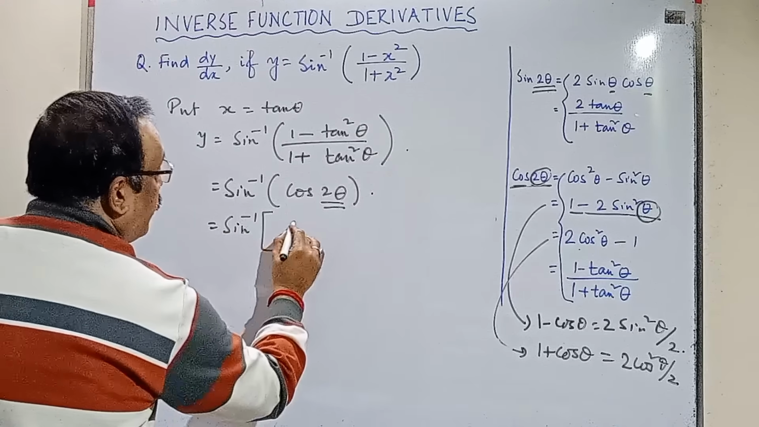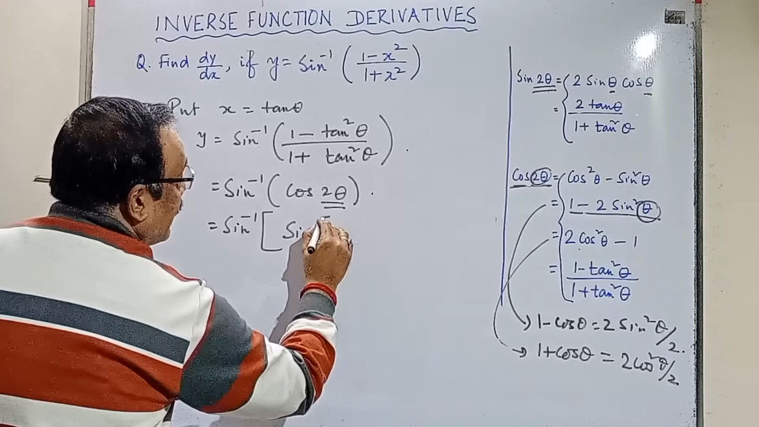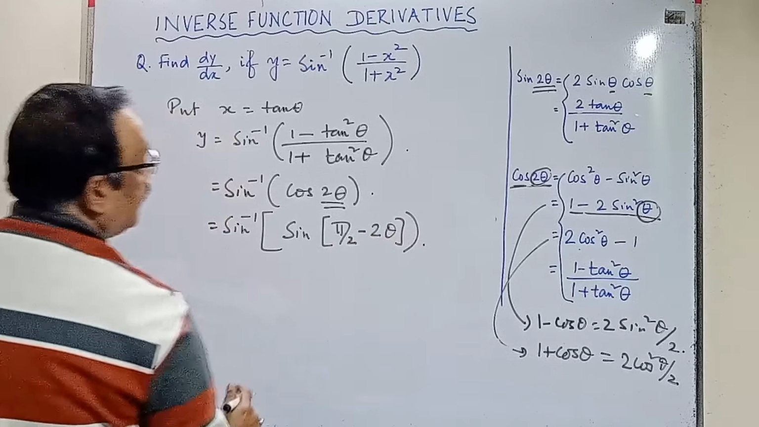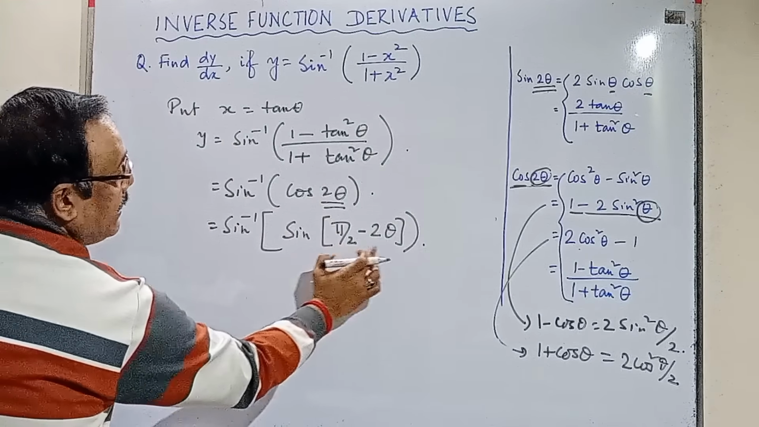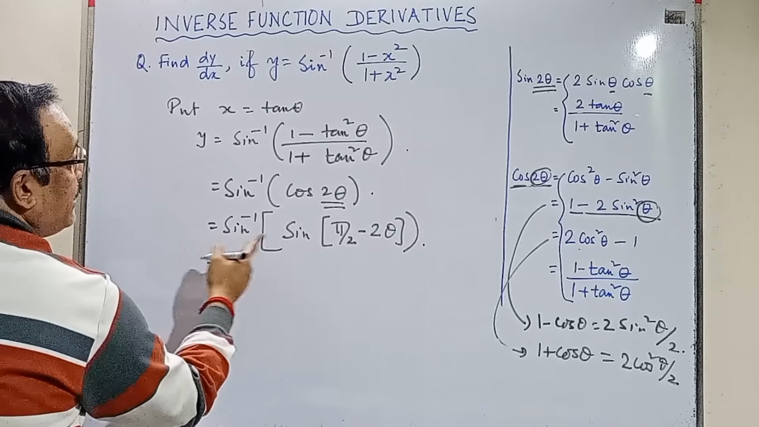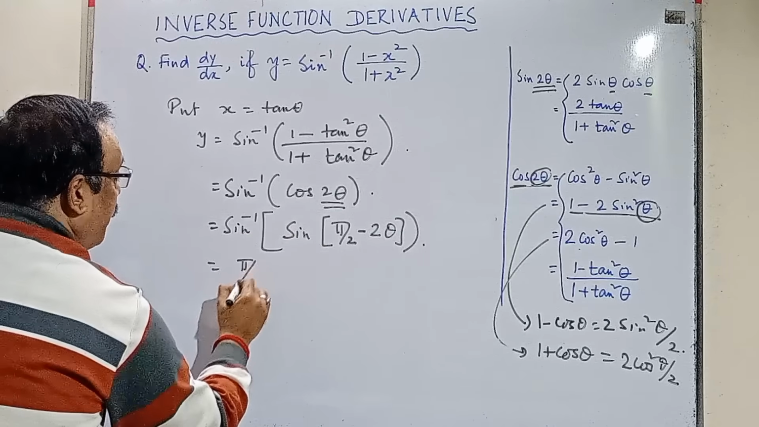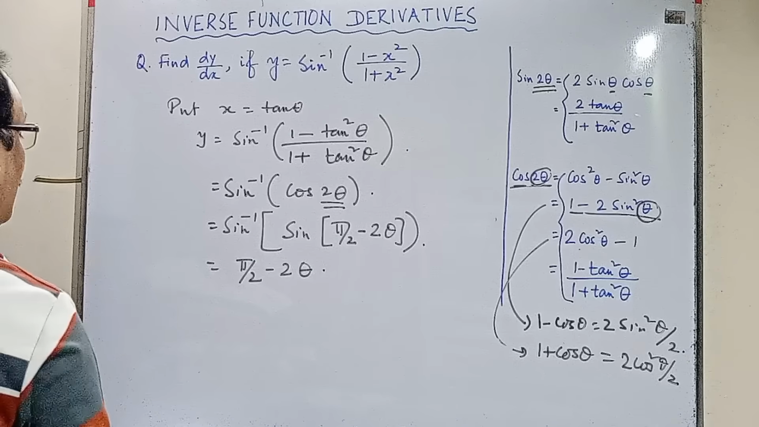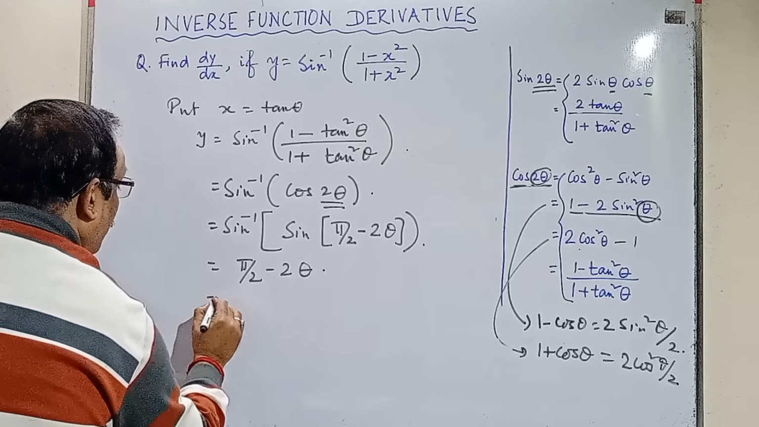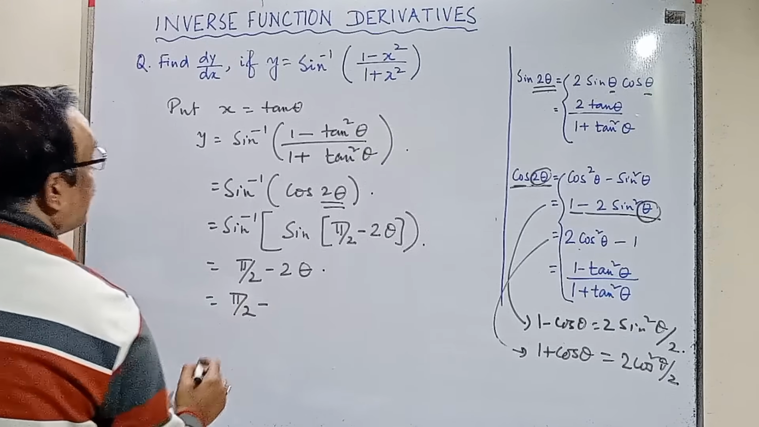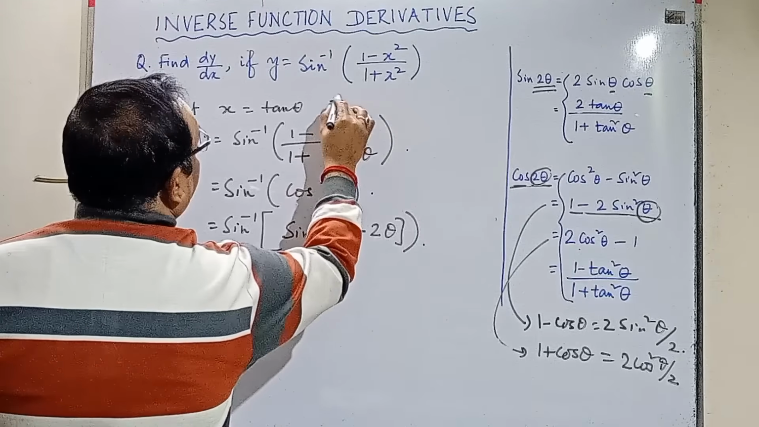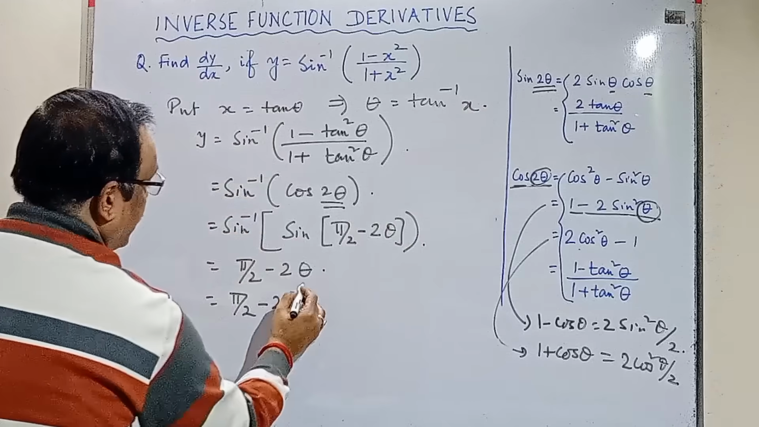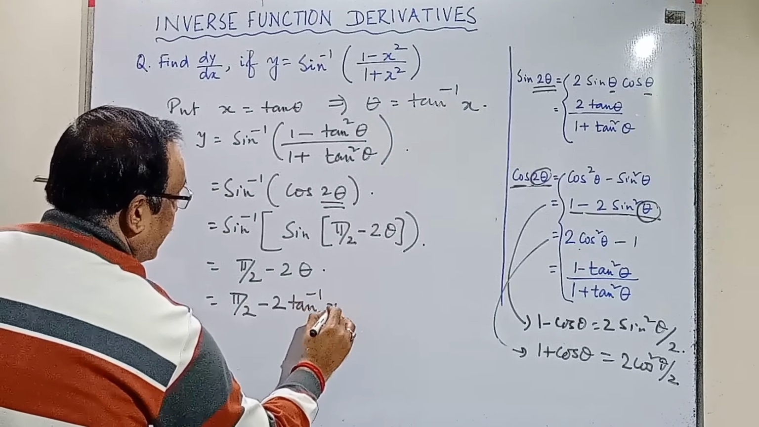We know cos theta is equal to sin (90 minus theta), so sin (pi by 2 minus theta). So this is equal to sin inverse of sin (pi by 2 minus 2 theta). So this is equal to pi by 2 minus 2 theta. Therefore theta is equal to tan inverse x, we know. So in place of this we'll put tan inverse x.